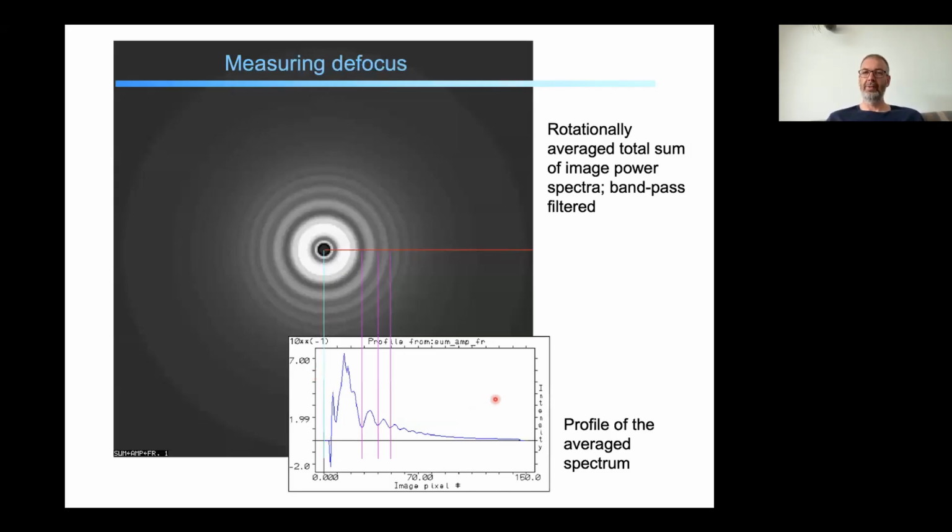So, measuring defocus. Probably the easiest way is to take your Fourier transform or your power spectra, and rotationally average that power spectra, which should increase the signal of the contrast transfer regions and the zeros. And then essentially what you need to do is measure the positions of the zeros, or the relative spatial frequency at which those zeros appear, and then you can plug that into your contrast transfer function equation, and it will give you the defocus.